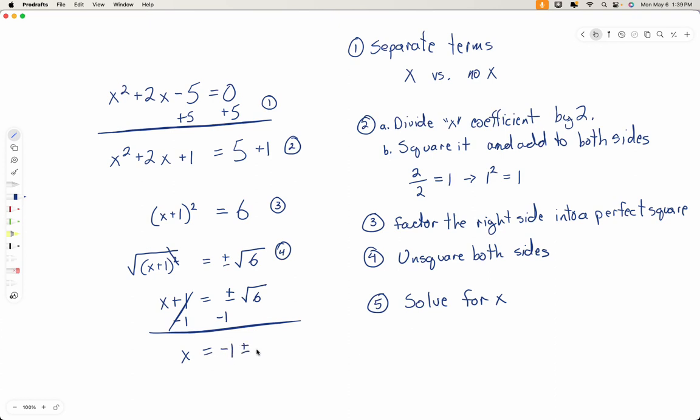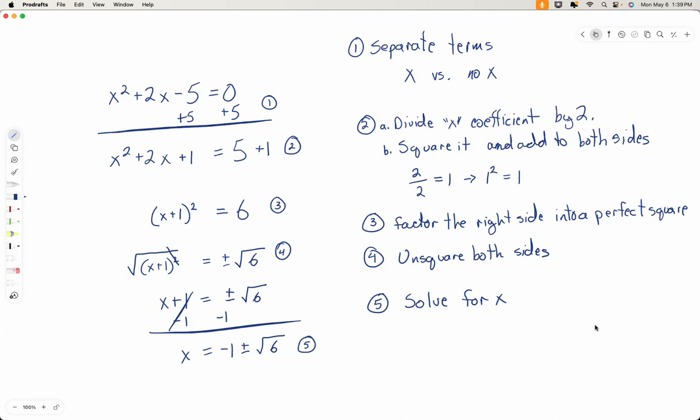Negative 1 plus or minus square root of 6. The factors of 6 are 2 times 3. There are no identical factors in that, so we can't do anything else with that. This is x's value. That is the value of x. We have solved for x. That's as far as we can go.